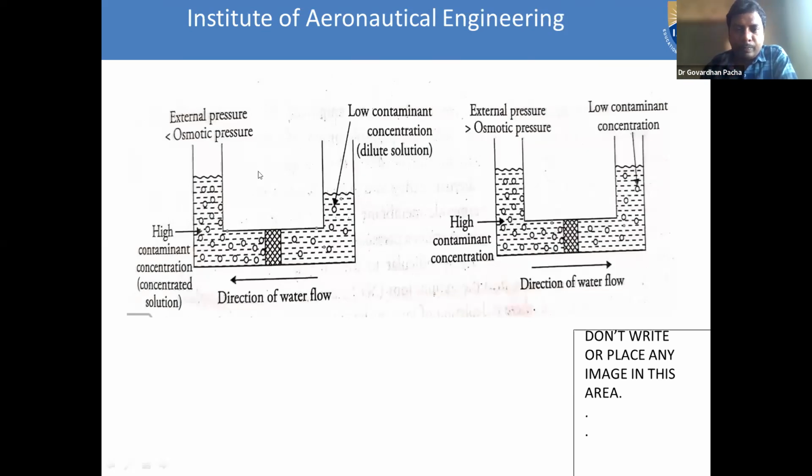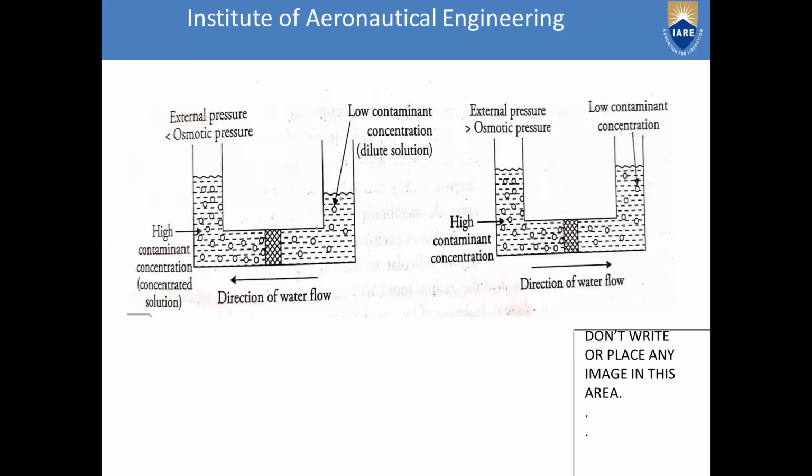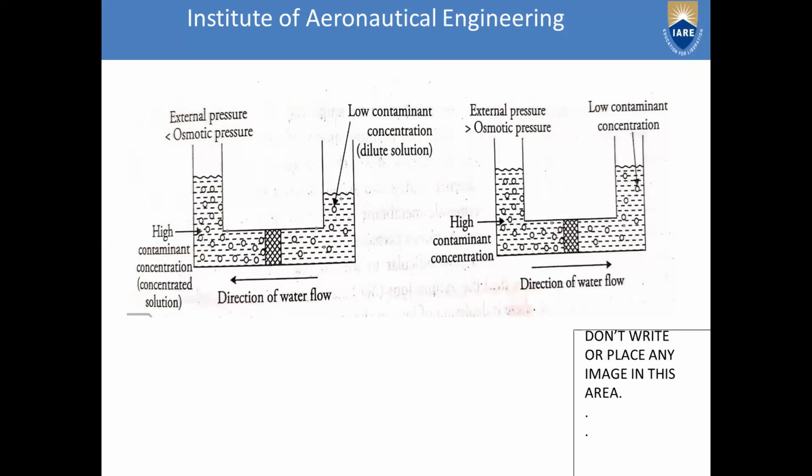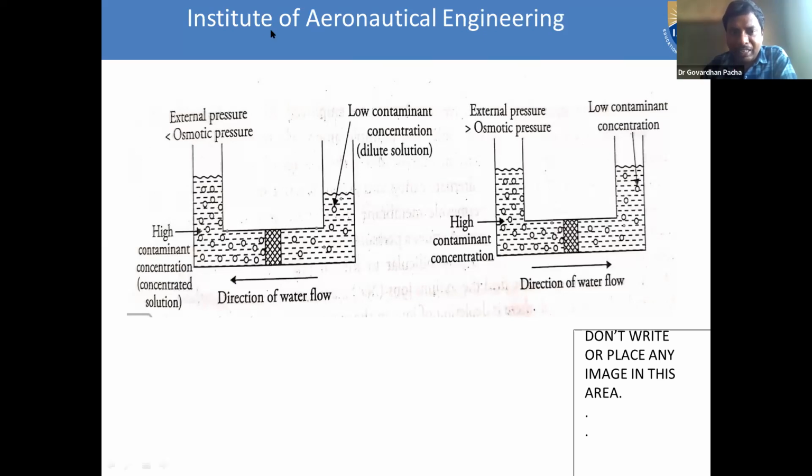Now tell me, what is osmosis? Flow of particles from lower concentration to higher concentration. Okay, and the condition: when both are separated by a semi-permeable membrane. You mentioned that point also. What is the pressure? Osmotic pressure. Okay, osmotic pressure is required, and the condition is external pressure is less than the osmotic pressure.